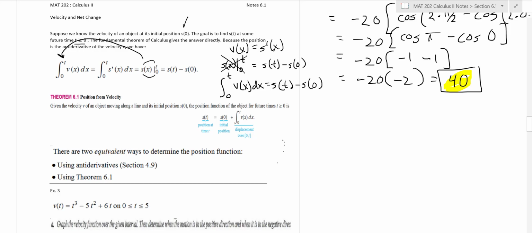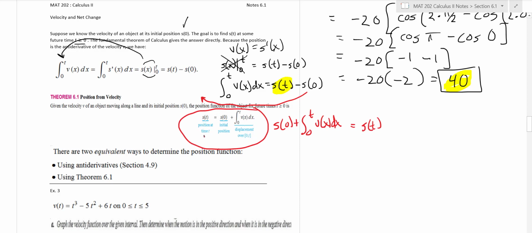So we have an equation, and it can be solved for s of t because that's what we're trying to find. You could add s of 0 to both sides, and then you would get s of t equals s of 0 plus the integral from 0 to t of v of x dx. That's where this formula comes from. So the position function at a time t is the same as the initial position plus the displacement over that time from 0 to t. That's just applying some of the basic things that we talked about.